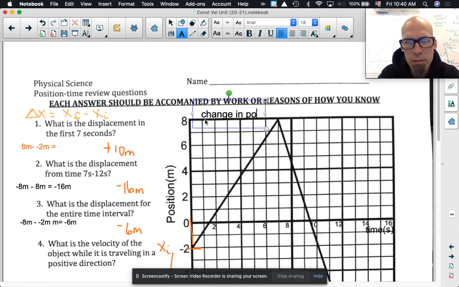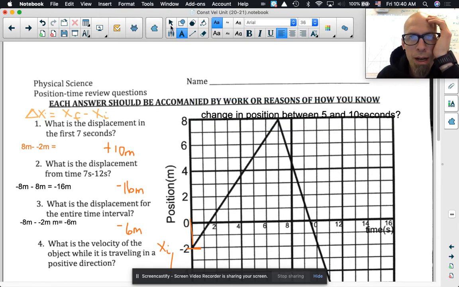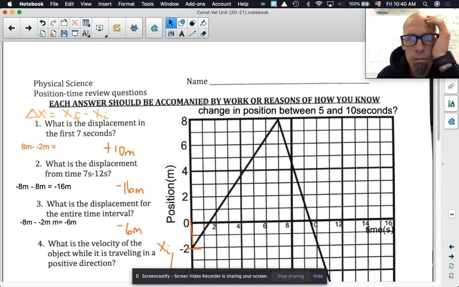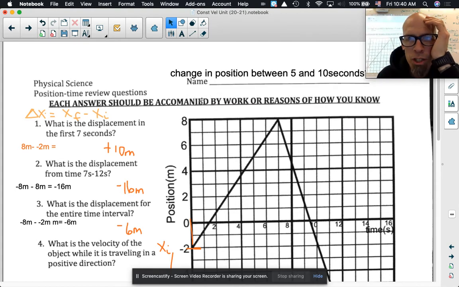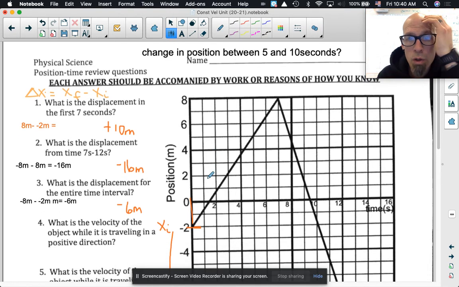Change in position between 5 and 10 seconds. What is the change in position between 5 and 10 seconds? Well, let me look at the graph.